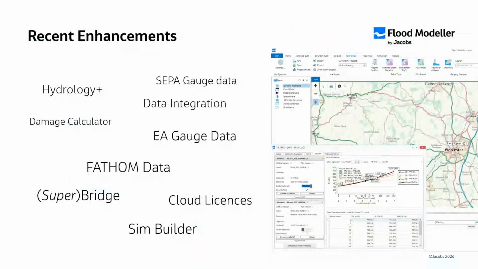We've added a lot to Flood Modeler over the last 18 months. Key things include Hydrology Plus, data integrations I mentioned with Fathom, Environment Agency, SEPA, and others. We've updated the damage calculator tool. We've updated our licensing model, introducing cloud licensing, giving you a lot more flexibility on how you access the software. We've added the first of our new integrated units, the Super Bridge, which I'll talk about in a minute, as well as other tools such as Sim Builder. And these are some of the bigger chunks of improvement that have been made.